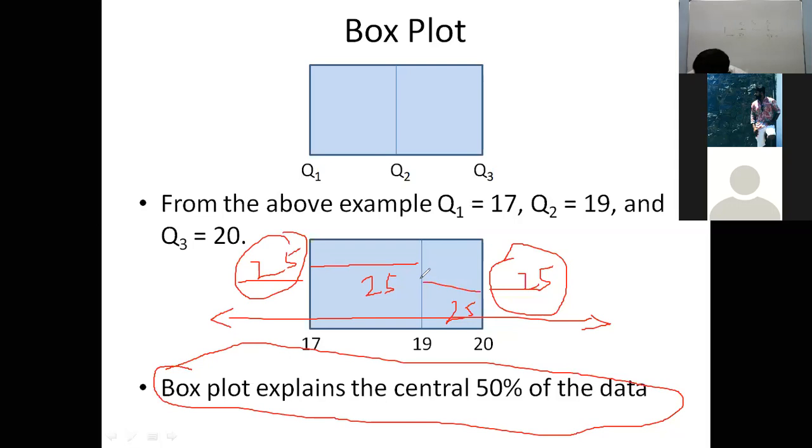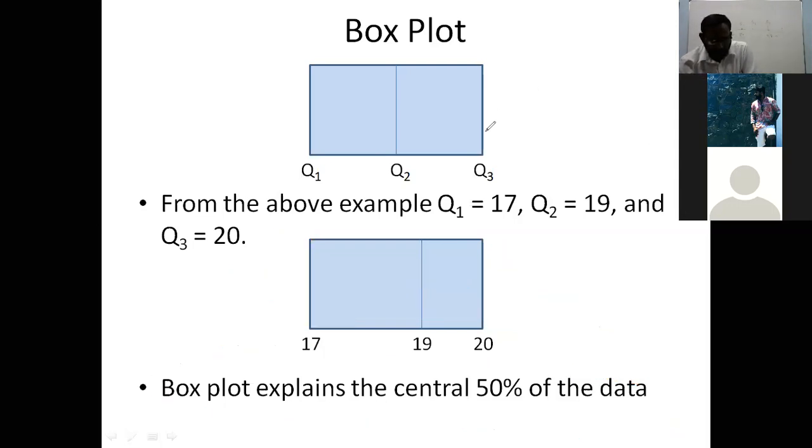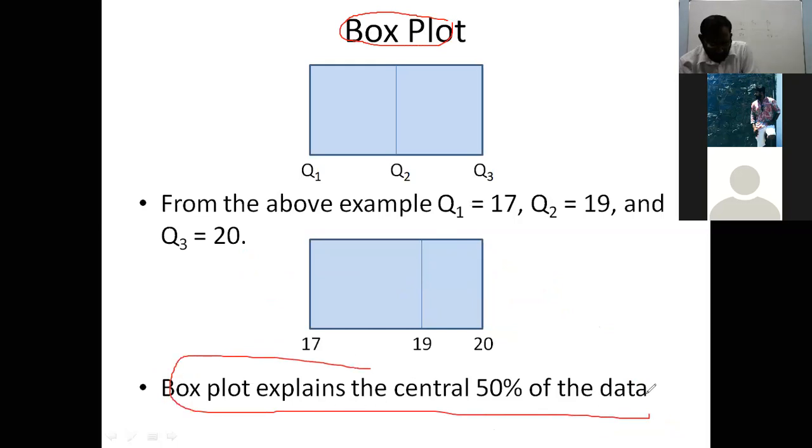Good. Now you should remember what a box plot means. Box plot is explaining the middle 50% of the data. Middle 50% of the data can be explained by the box plot. So, what are the important parameters in a box plot? Quartiles Q1, Q2, and Q3. These are the three quartiles which explain the box plot.